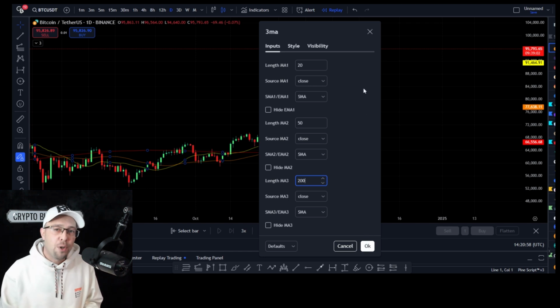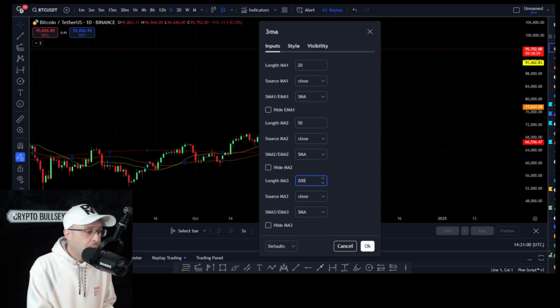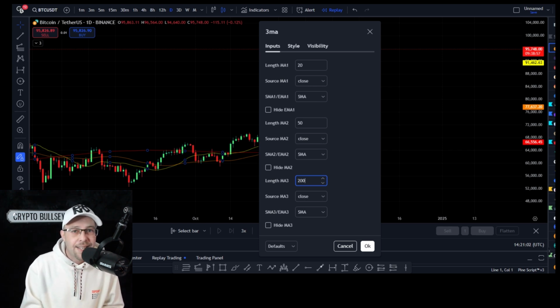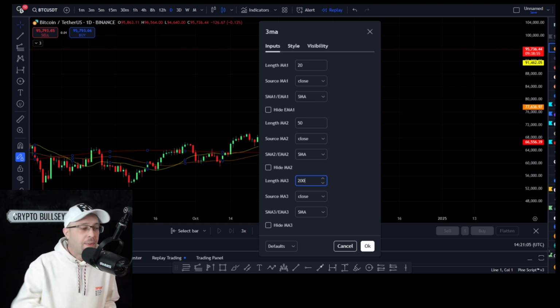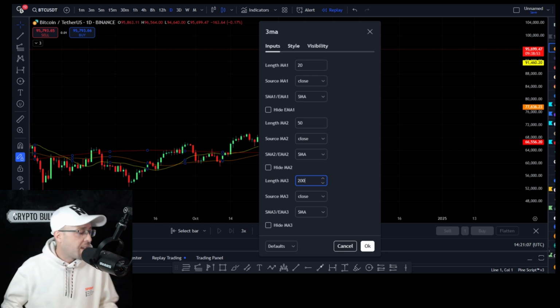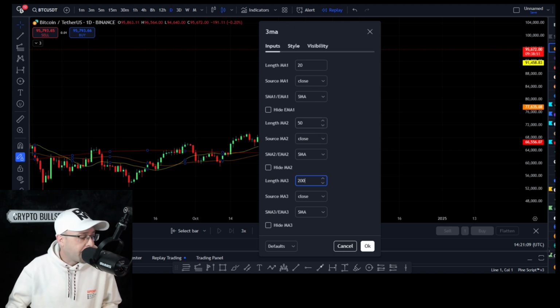20, 50, 200. What does that mean? That means 20 moving average is 20 of these candles. This is the daily chart. So it's 20 days and it's averaged out, and the line gives you the average. Same for the 50 days accumulated, and the same for the 200. So we've got that up now.